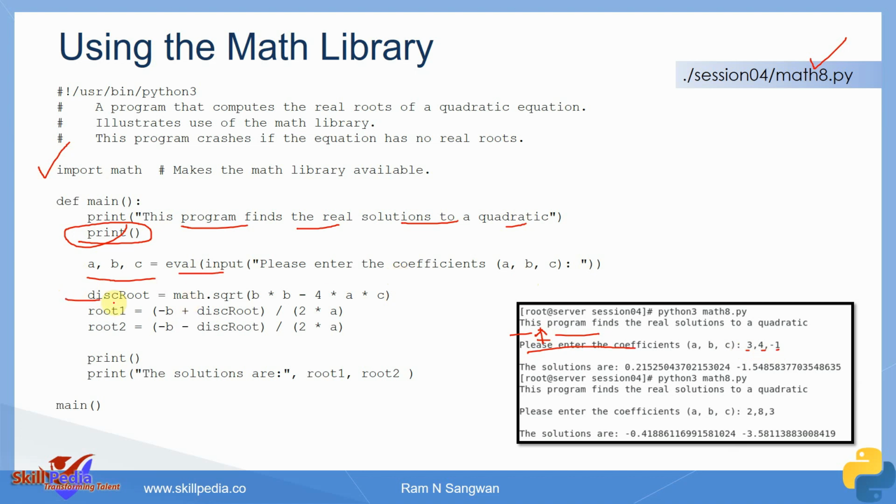Then we are calculating the discrete root, math dot square root of b square minus 4ac. Then root 1 is minus b plus discrete root divided by 2a, and root 2 will be minus b minus discrete root divided by 2a, and therefore you will get this output. One is a positive root, another is a negative root. This is another example, trying with 2, 8 and 3, and this will display the solutions.